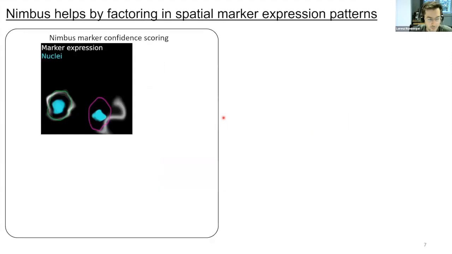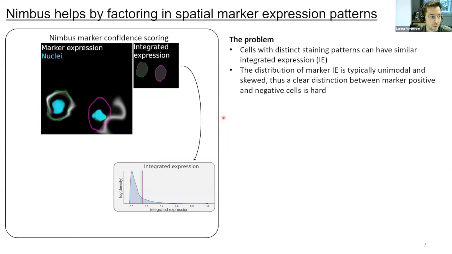So what is the idea again? When we look at these two cells here and we look at their integrated expression, it's really close to one another. And when you look at the KDE plots of integrated expressions, they often look like this. It's like an unimodal distribution, and it's skewed, and you cannot really say where to make a distinction between positive and negative cells. And these two different cells, even though their staining patterns are really distinct, you lose information when you integrate the expression.